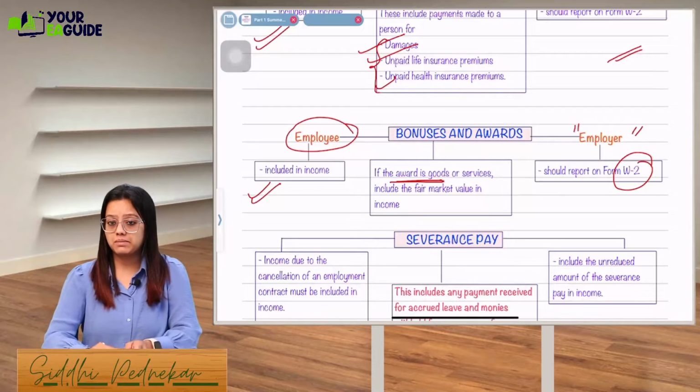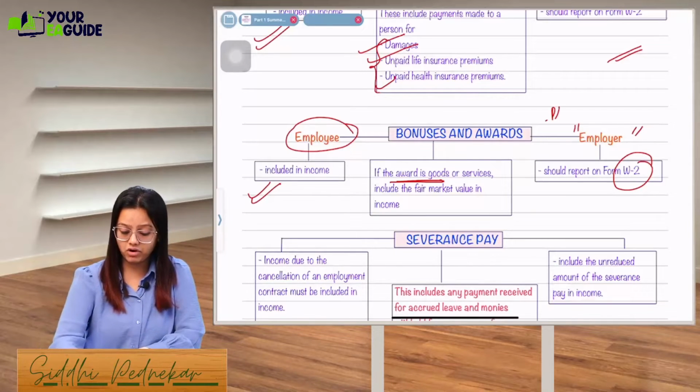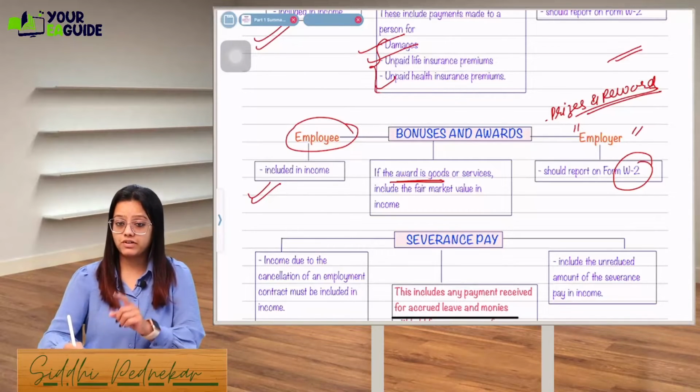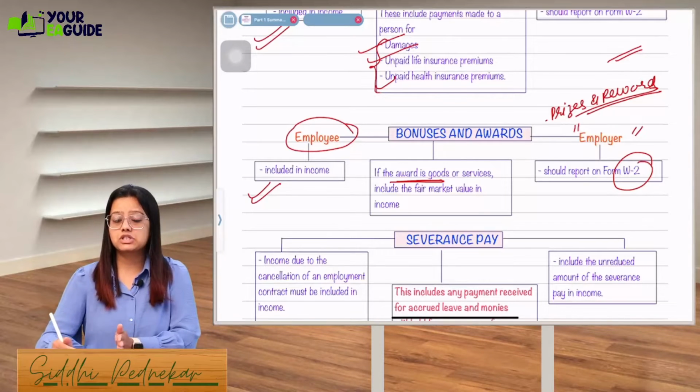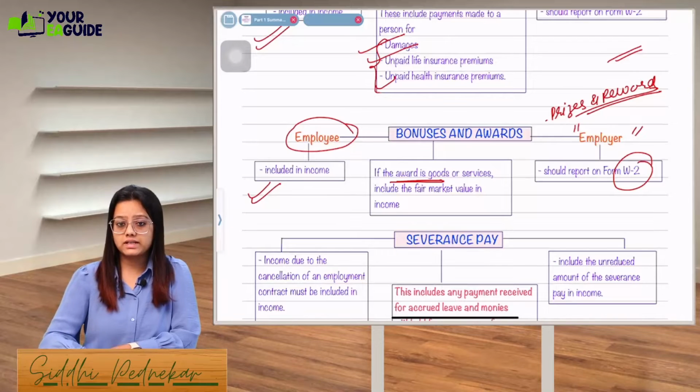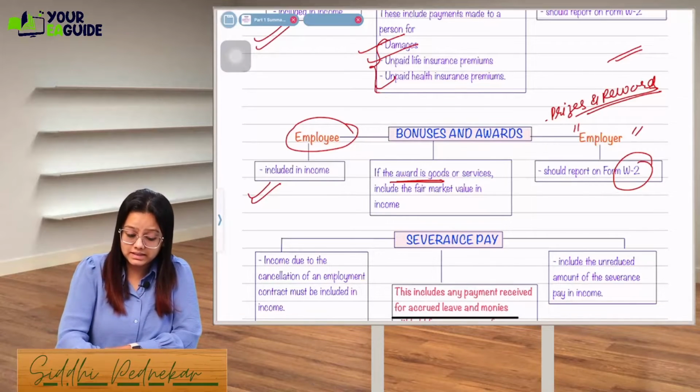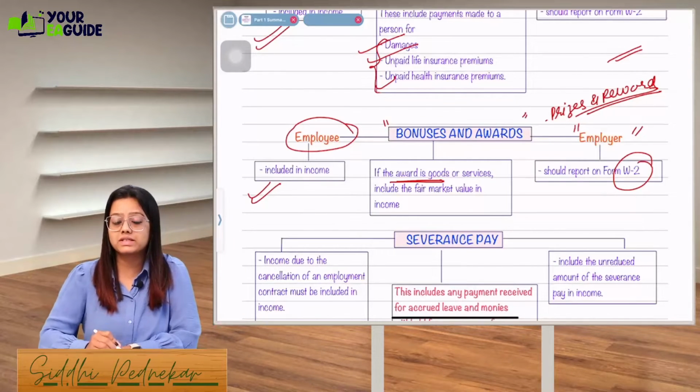Now here one exception we will see is prizes and rewards. Okay, prizes and rewards are the kind of thing where if an employee receives a prize or reward once in 5 years, then it will be excluded. So there are certain exceptions we'll see later on, but this topic is talking about bonuses and awards.